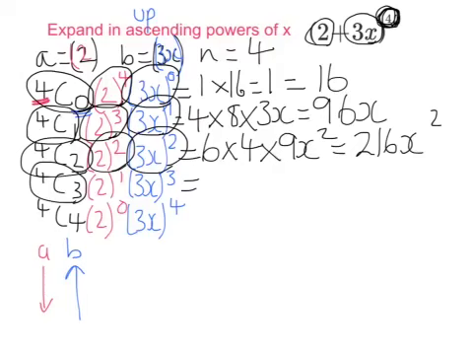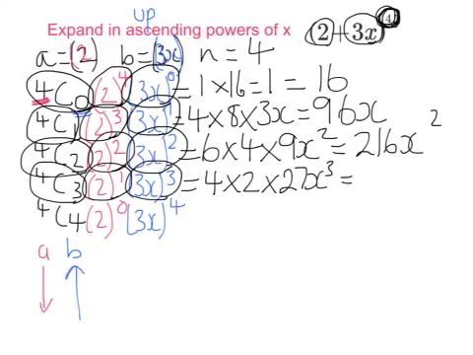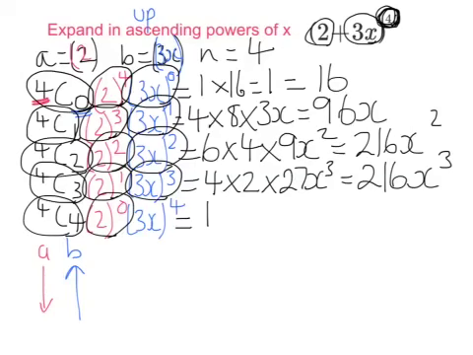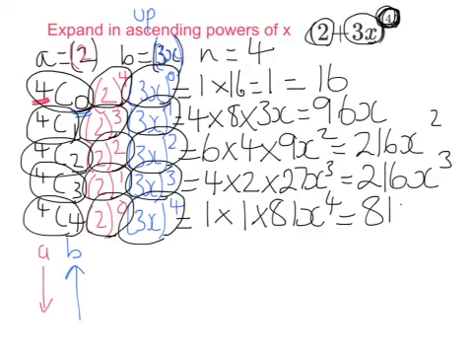4 choose 3 will give us 4. 2 to the 1 will give us 2, and it's 3x all cubed, which is 27x cubed. Okay, 27 times 2 times 4 gives us 216x cubed. 4 choose 4 will give us 1. 2 to the power of 0 will give us 1. Anything to the 0 is 1. And 3x to the power of 4. So 3 to the power of 4, I should know that, shouldn't I? It's 81x to the 4. So I reckon that's 81x to the 4.